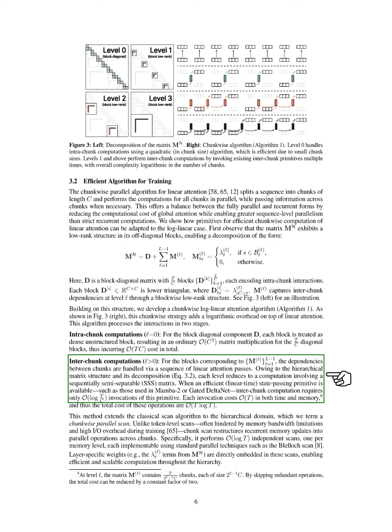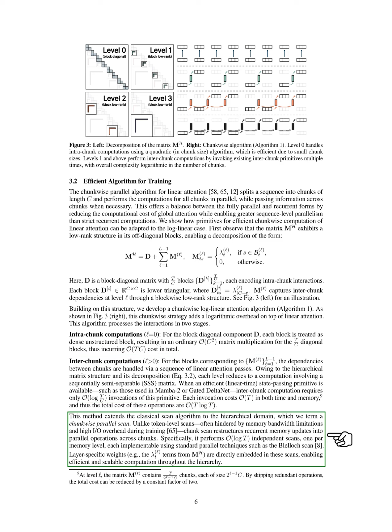When we have an efficient state-passing primitive available, inter-chunk computation requires only a limited number of invocations of this primitive, with each invocation costing a certain amount of time and memory. This method extends the classical scan algorithm into the hierarchical domain, which we call a chunkwise parallel scan.